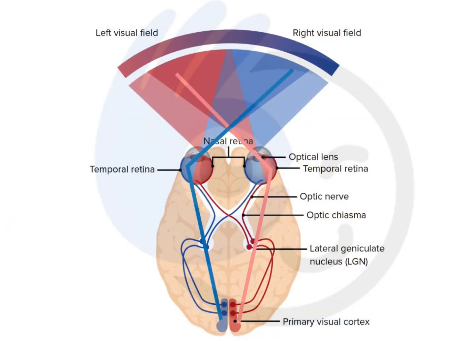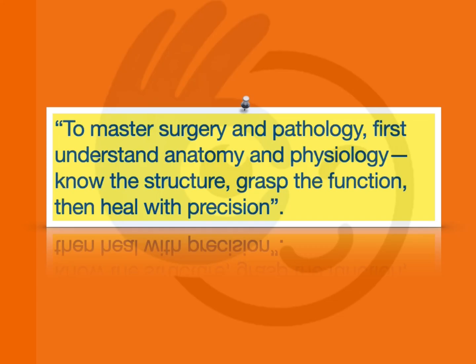The left side of the visual field will be perceived by the right side of the brain, and the right side of the visual field is perceived by the left side of the brain. So to conclude, to master surgery and pathology, first understand the anatomy and physiology, know the structures, grasp the function, then heal with precision.